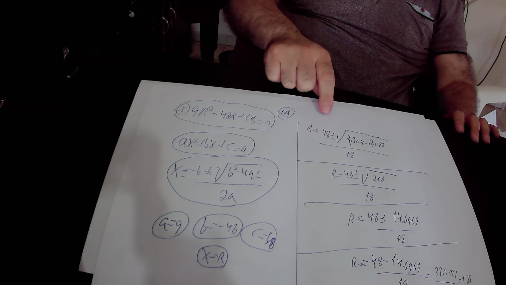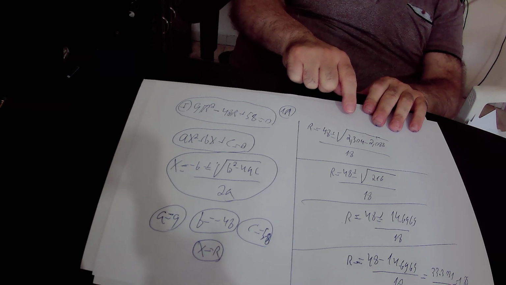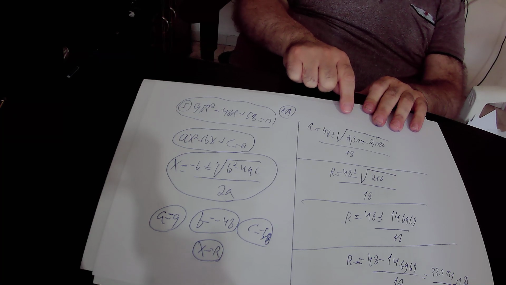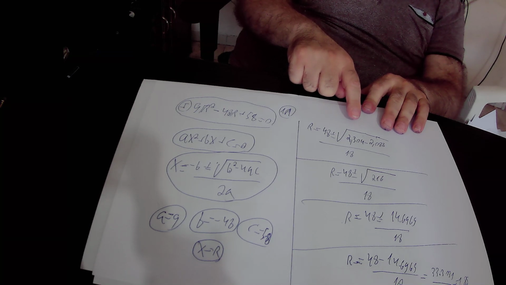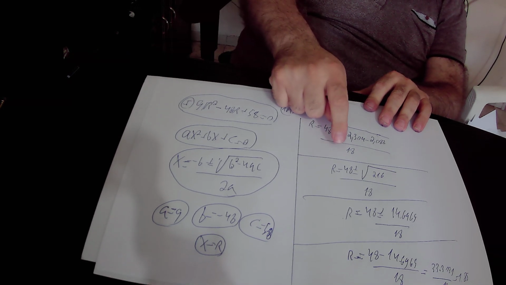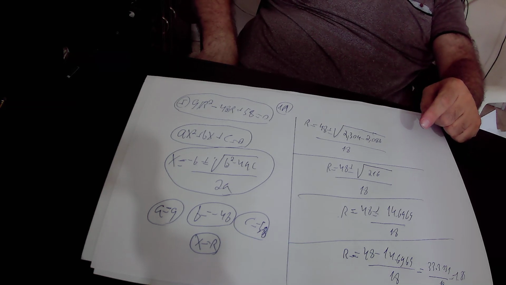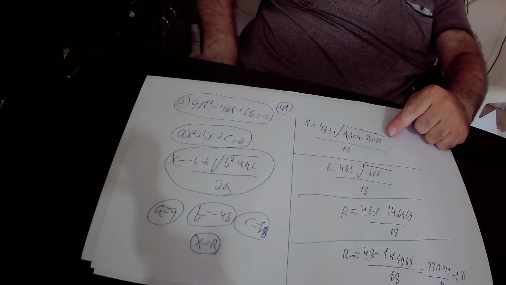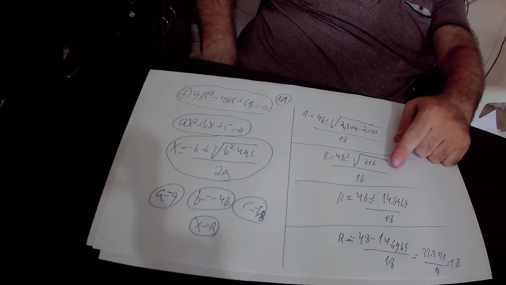Therefore, we put the data into the formula, so R equals minus B, and B is minus 48, so minus B is 48, plus or minus the square root of B squared, which is minus 48 squared, that is 2304. Minus 4 times A, which is 9, is minus 36, and minus 36 times C, which is 58, is minus 2088, all divided by 2A. A is 9, so 2A is 18. So in conclusion, R equals 48 plus or minus the square root of 2304 minus 2088, which is 216, divided by 18.